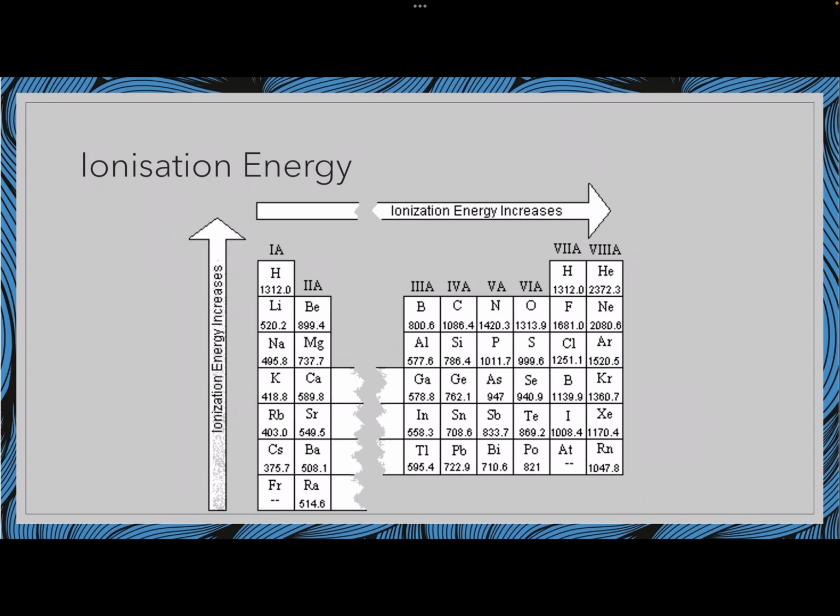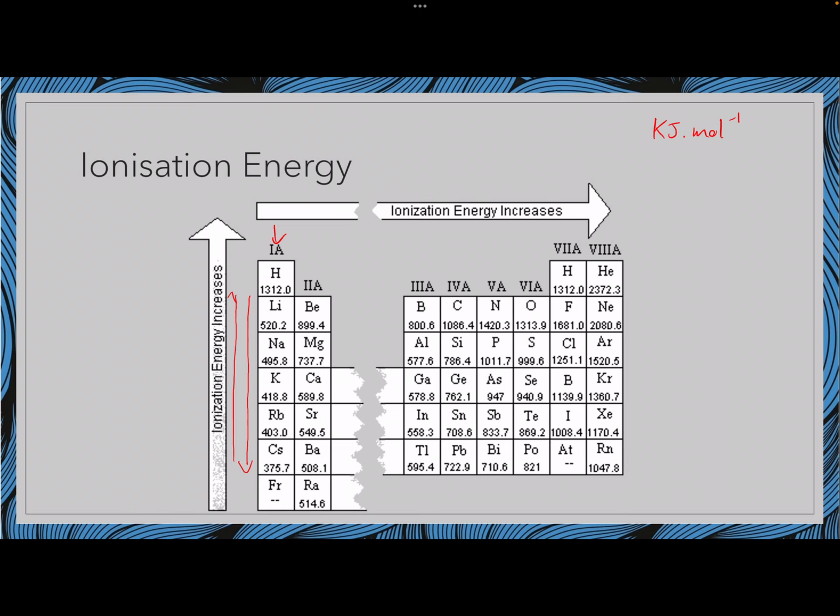So if we have a look at the amount of energy, these energies are listed in kilojoules per mole. Again, it's just per set amount. Now we can see that the first column, apart from hydrogen, they're actually pretty low numbers. Okay, so about 500. But they decrease as we go down a group, so they increase as they go up.